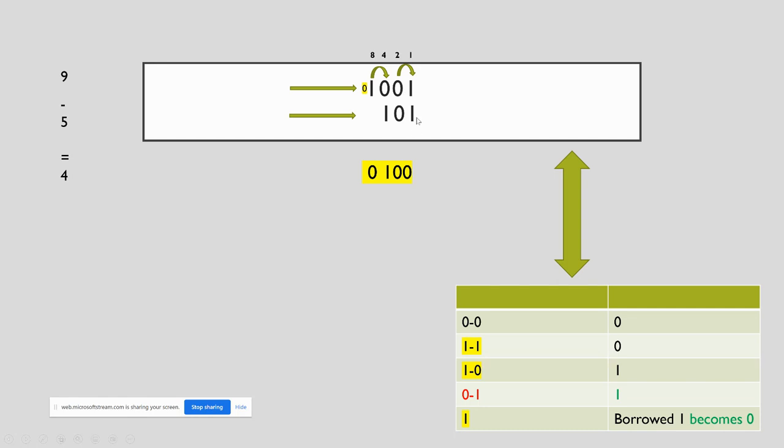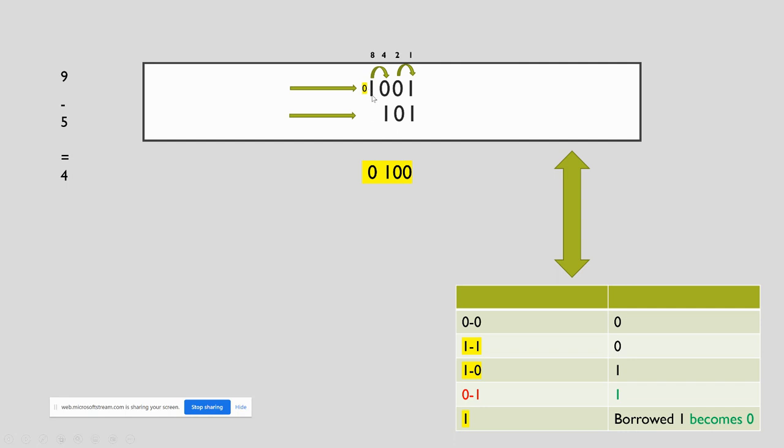But how do we do it when we do binary subtraction? So 1 minus 1 is 0. If you look at the table, 1 minus 1 is 0. So there's no borrowing going on here, just 0. Now 0 minus 0 is 0. This is where it becomes tricky. 0 minus 1, like I told you before, we borrow 1 from the next one.